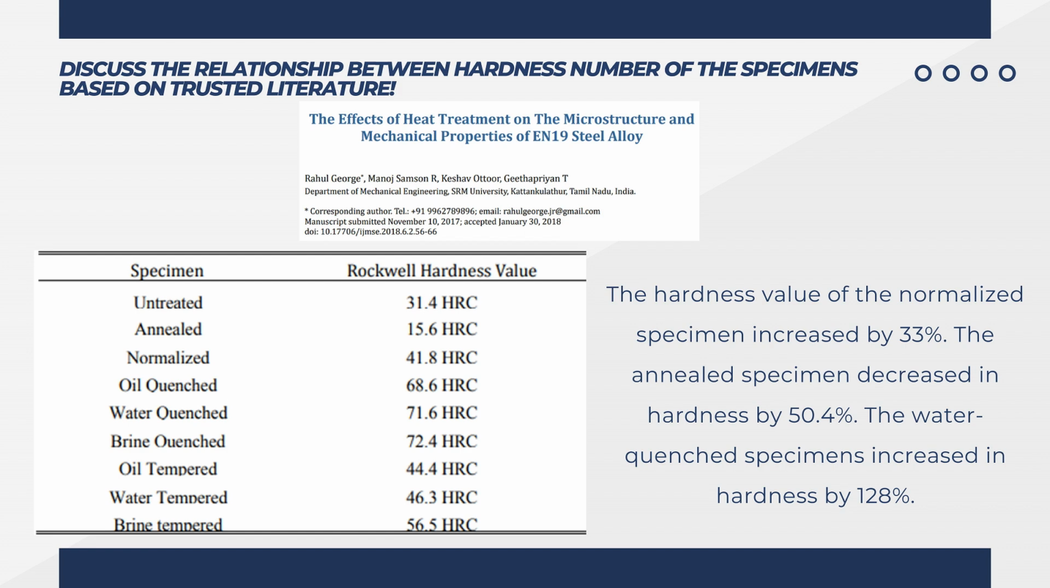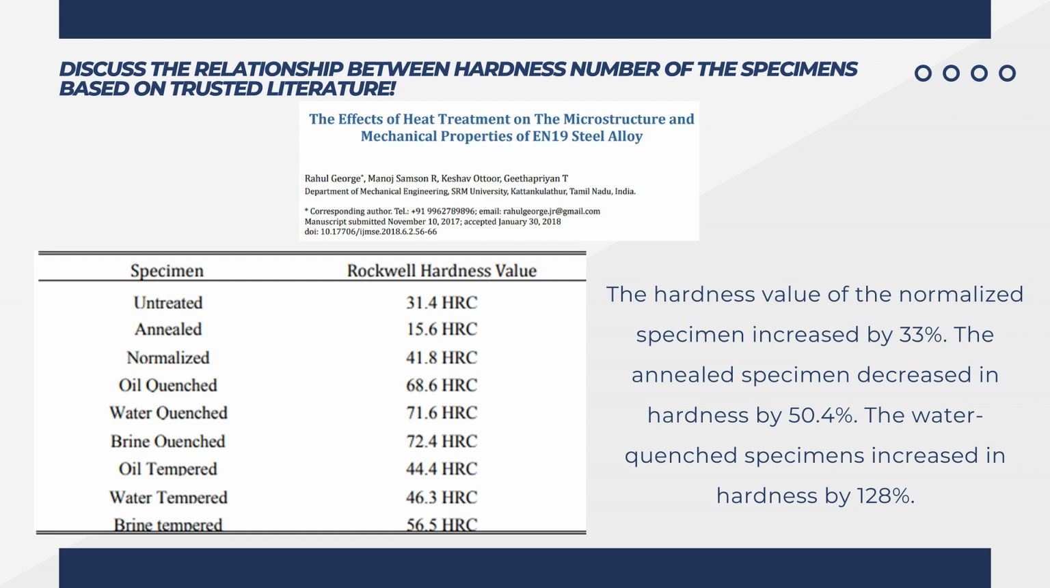Moving on to the discussion on the relationship between the hardness number of the steel specimen that is untreated, comparing it to the steel specimens that have gone through the heat treatment processes based on trusted literature. So as can be seen from the table, the untreated steel has a Rockwell hardness number around 31.4 HRC.